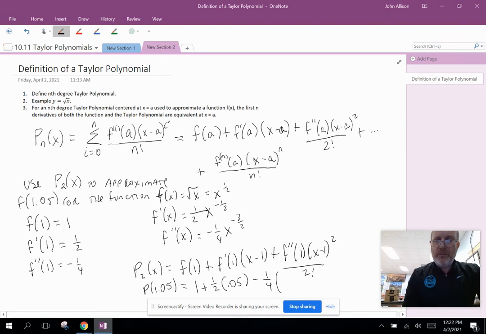And then times, we're going to have 1.05 minus 1 is going to be 0.05 squared now, over 2 factorial, which is just 2. So this is going to give us an approximation of 1 and 1/2 of 0.05 is going to be 1 plus 0.0025. Is that right? No, 0.025.